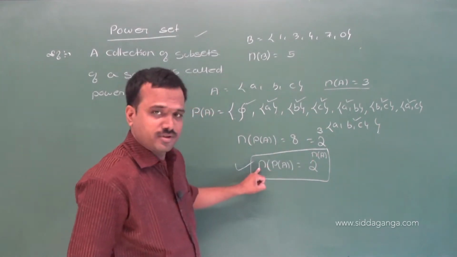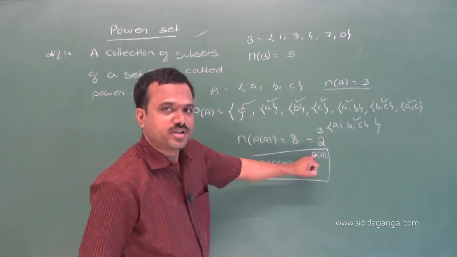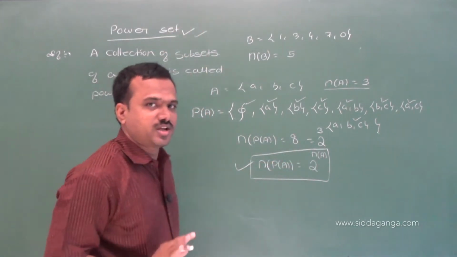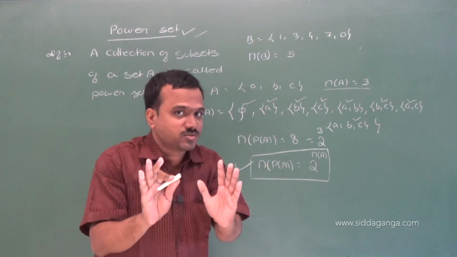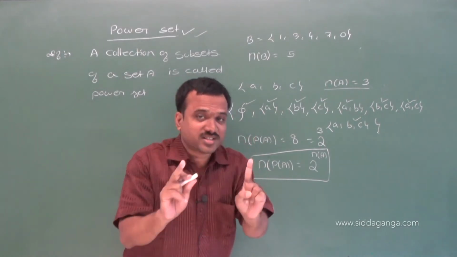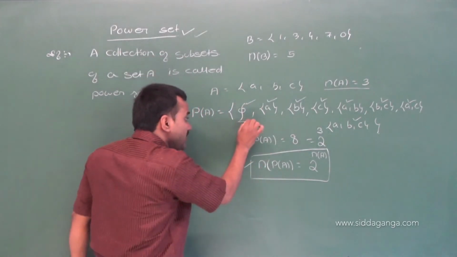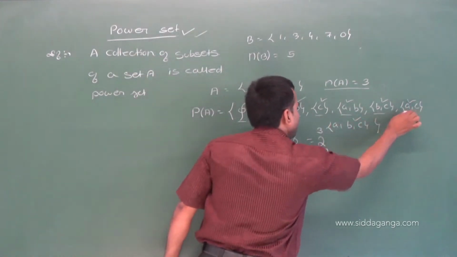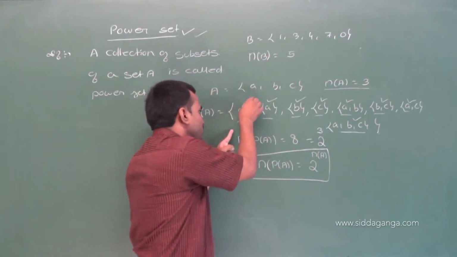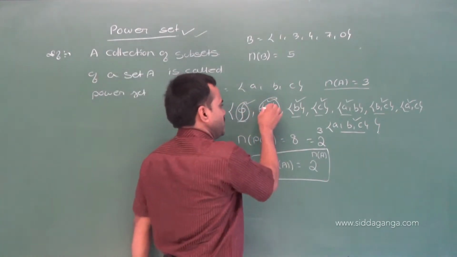The number of elements in P of A is always equal to what? 2 to the power n of A. This is regarding the power set. Once again I say that power set is a very important concept. It means it's a collection of subsets. Each element in the power set is nothing but a set. In P of A, each element is nothing but a set.